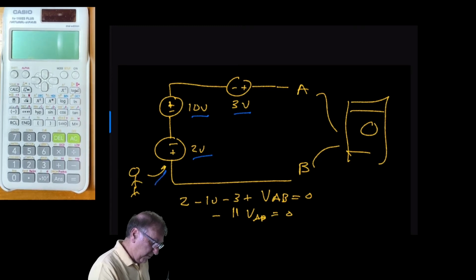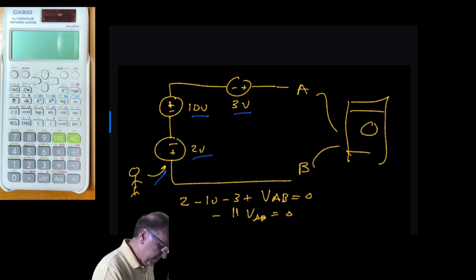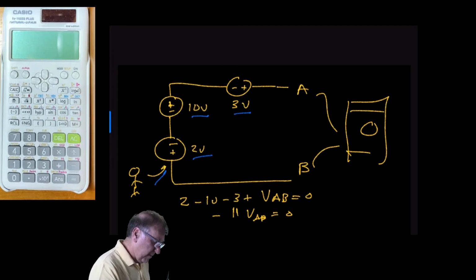So we have plus 2, minus 10 coming in again from the minus side, and minus 3 plus AB equals 0. So minus 11 plus, this is plus, voltage across AB equals 0. So the voltage across AB is equal to 11 volts DC.